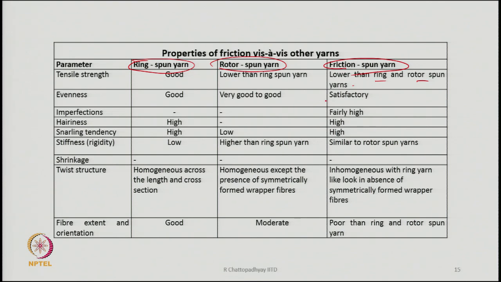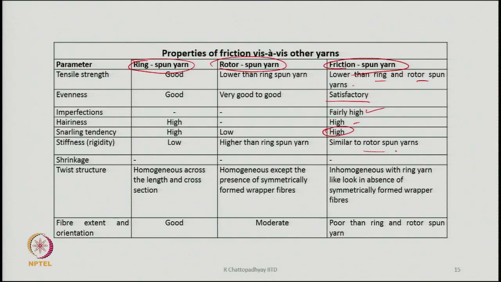Evenness is good, it is satisfactory over here. Imperfections are quite high with the twist formation zone, a lot of disturbance are there, lot of air current, air vortex, these things get created. So, fairly high. Hairiness is also high, snarling tendency is very high. That is one of the negative points of friction spun yarn.